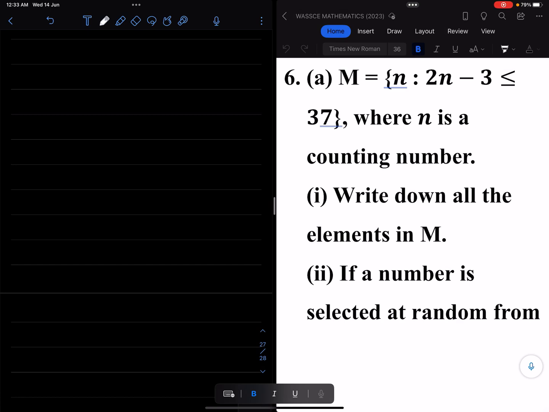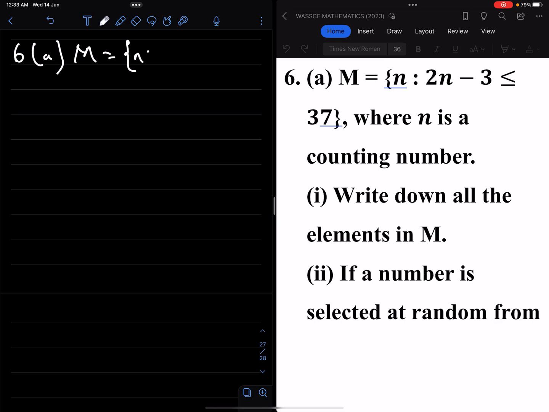Now we go straight to the next, and that's number 6. 6a. The set M has elements n such that 2n minus 3 is less than or equal to 37, where n is a counting number. That simply means n is a positive number.